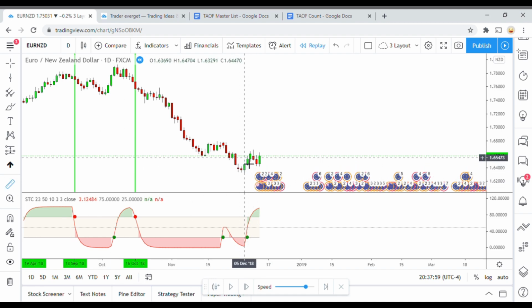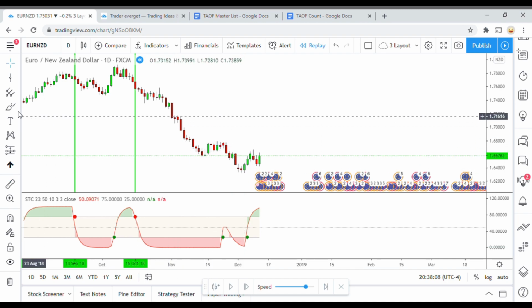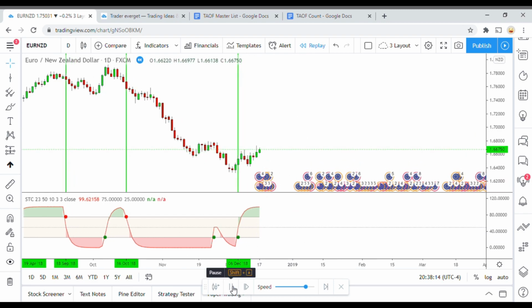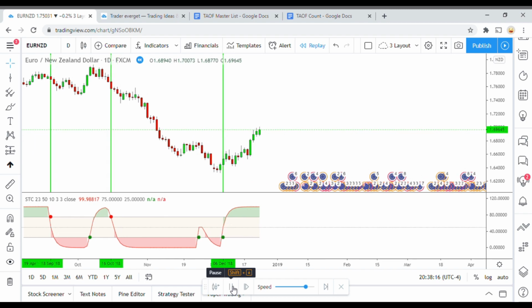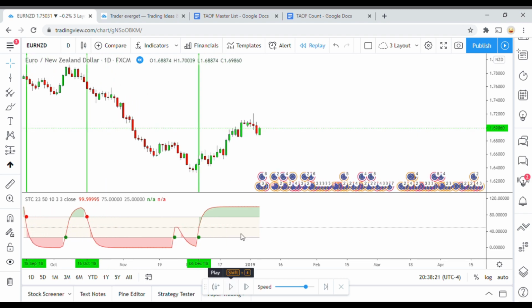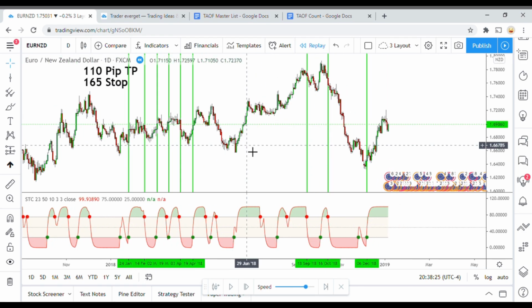So let's see that one there. Let's see, did we get the 110 there to there? Yep. Another winning trade. We're close to the end of the year now. I don't think we'll get another one. Nope. So that's it right there.